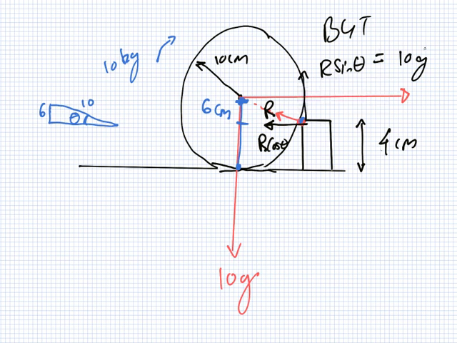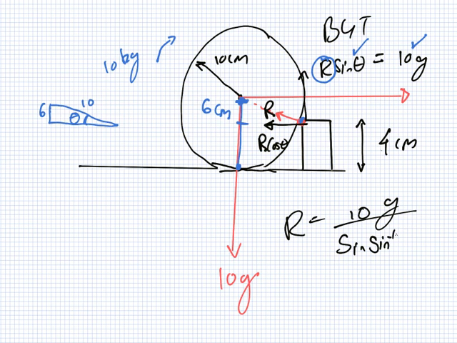Now, do we know 10g? Yes. Do we know sine theta? Yes. Can we know R? Yeah. Which is what I asked you to find, wasn't it? Find the R. So my answer is R will equal 10g over sine theta, and theta is sine inverse 6 over 10.